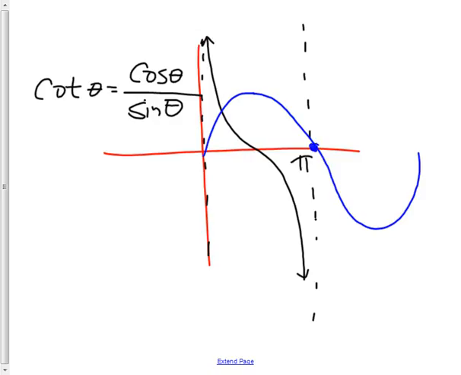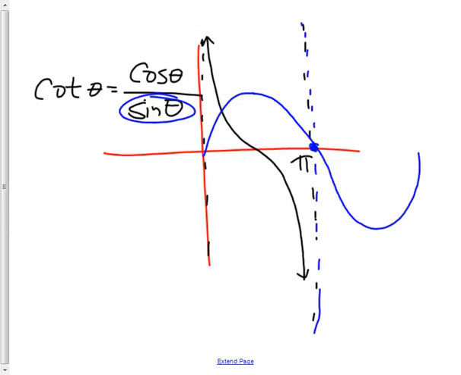Sine has just hit 0. Do you get how if sine is 0, that cotangent will have a problem? Because when sine hits 0, cotangent is undefined, and that's why it creates this little guy. Right through that spot, you have an asymptote. Okay? That's why it's contained.